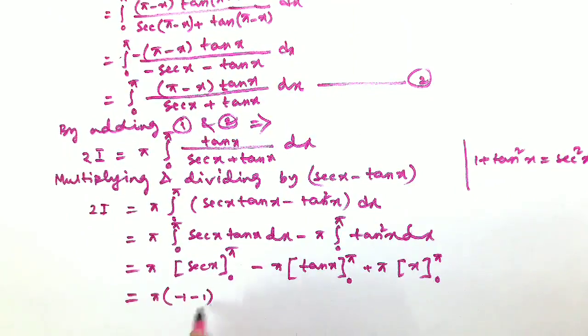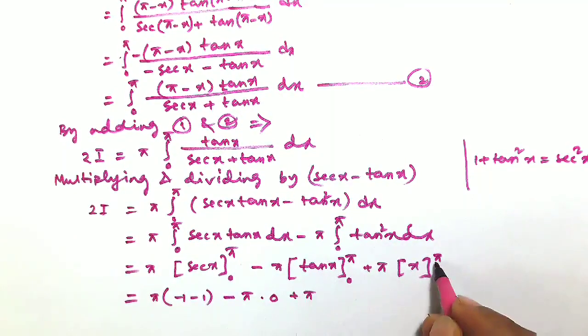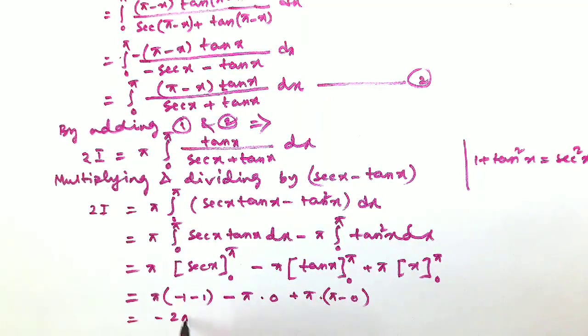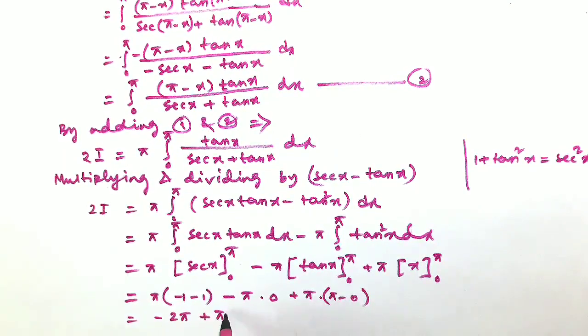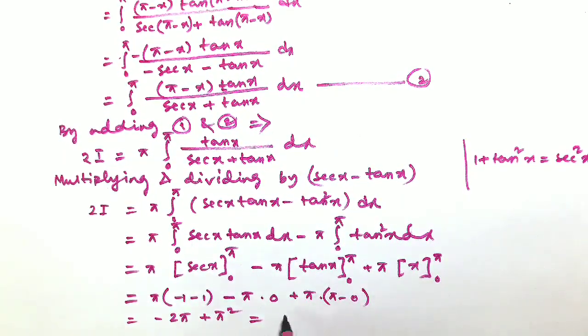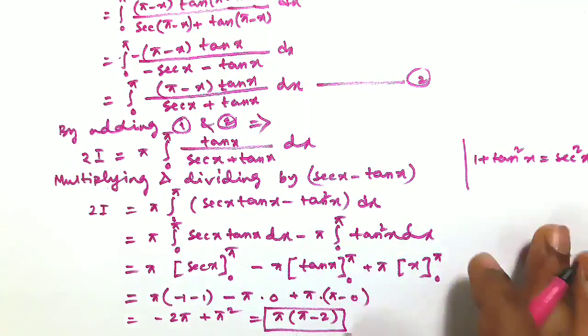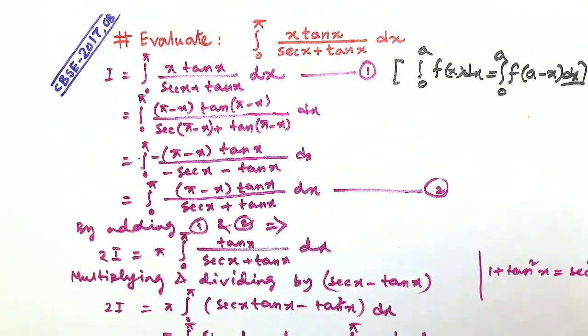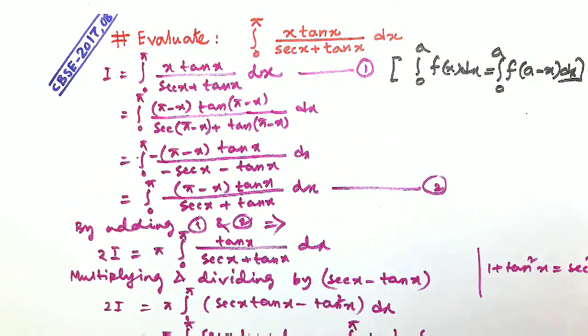So friends, this is pi into minus 1 minus 1 minus pi, tan pi is equal to 0 and tan 0 is also 0 into 0, plus pi into pi minus 0. This is pi minus 0. So we are getting minus 2 pi, and this is pi square. Ultimately what are we getting here? Pi into pi minus 2. This is the result. So this is also another important question, and it is repeated twice in 2017 and 18.